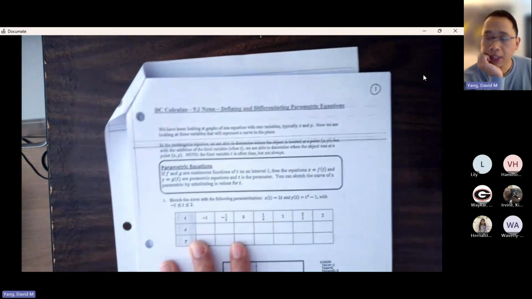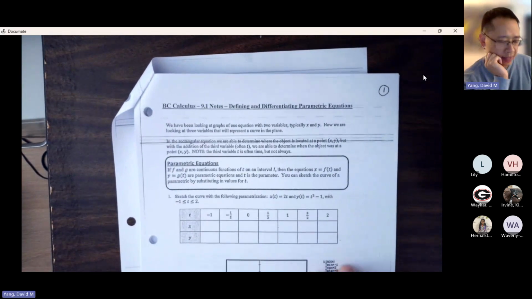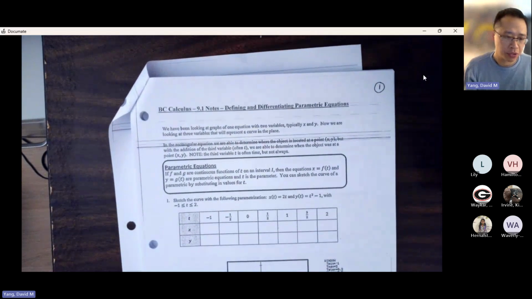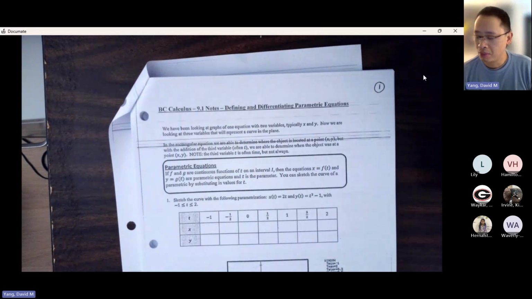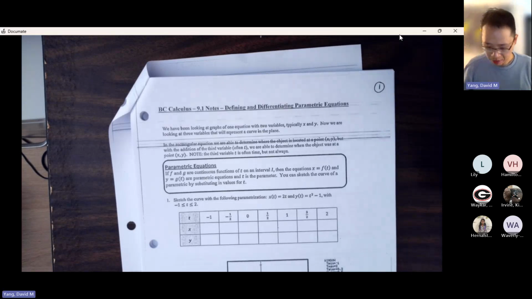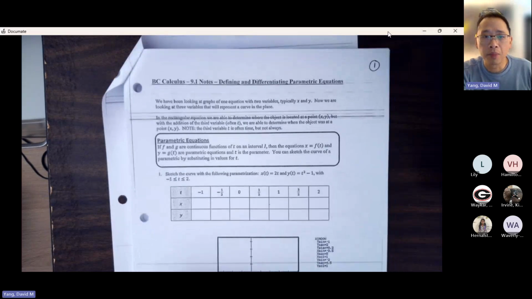Okay, so 9.1. I think this lesson you'll find pretty straightforward. A lot of it you're just using knowledge from first semester AP Calc. So a lot of this I think will come pretty easy to you all. Okay, so I'm going to start.